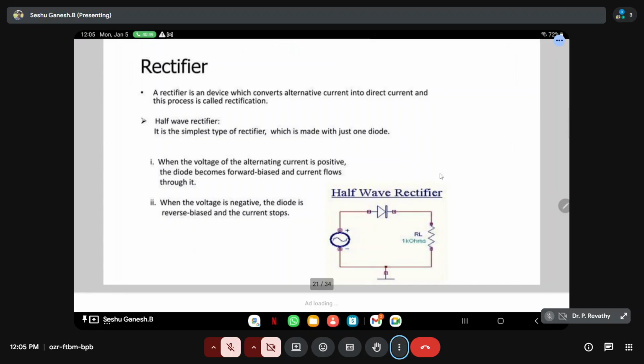So what we have learnt about a PN junction diode: how does it work? It works such that when a positive voltage is connected to the anode and negative voltage to the cathode, the diode starts working in the forward bias condition. Yeah. So an alternating current will have both the positive half and the negative half.